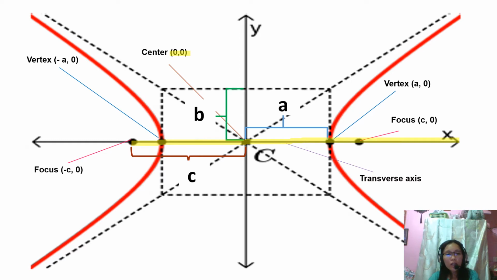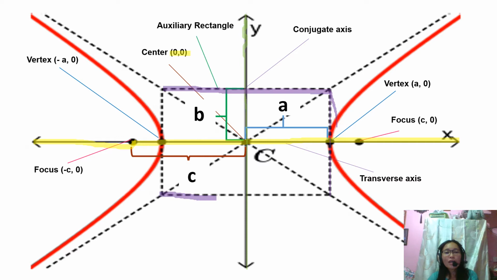Basically, our x-axis. And we also have our conjugate axis. So, kani siya nga line. Hindi kaya maklaro ang green, but kana siya nga line. Muna to ang conjugate axis. And we also have our auxiliary rectangle. This one, the rectangle, a rectangle with broken lines. Okay. And we also have our asymptotes.